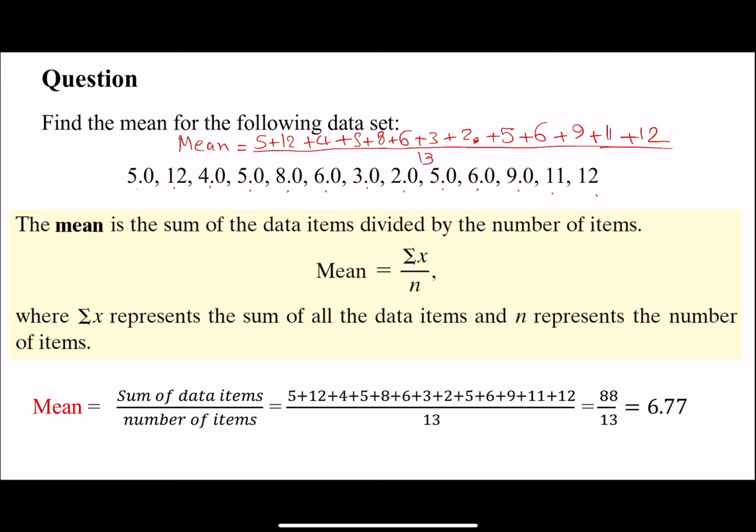So use your calculator, see what you get. When I add all the numbers in the numerator, it's actually 88 over 13, so it's 6.77. So the mean value here is actually 6.77. That is the mean value.